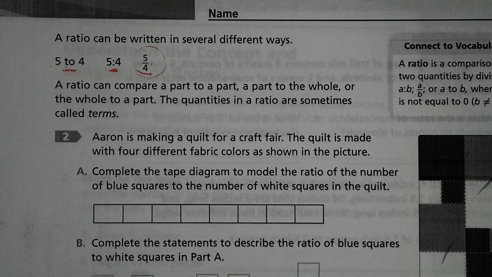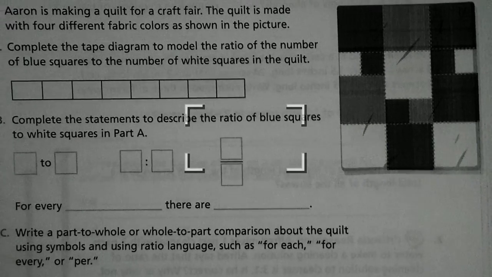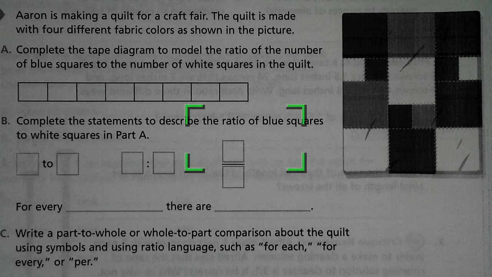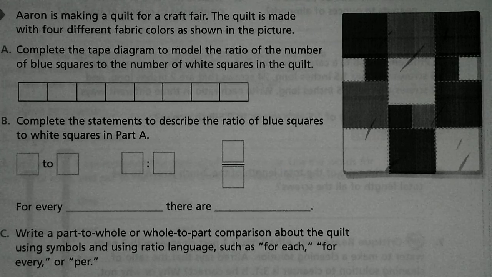So it says, complete the tape diagram to model the ratio of the number of blue squares to the number of white squares. So now that's going to be hard to see on here because my paper is in black and white. So we're going to try to do the best that we can. And let me pull out my actual copy so I can see what colors they are.